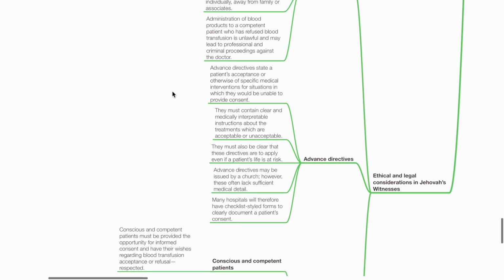Advance directives. Advance directives state a patient's acceptance or otherwise of a specific medical intervention for situations in which they would be unable to provide consent. They must contain clear and medically interpretable instructions about the treatments which are acceptable or unacceptable. They must also be clear that these directives are to apply even if a patient's life is at risk. Advance directives may be issued by a church. However, these often lack sufficient medical detail. Many hospitals will therefore have checklist-style forms to clearly document a patient's consent.